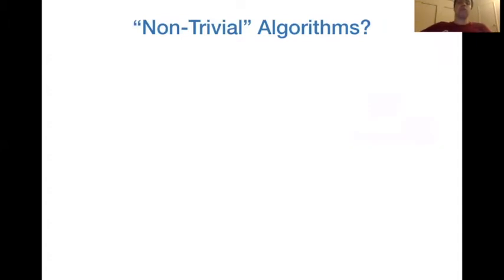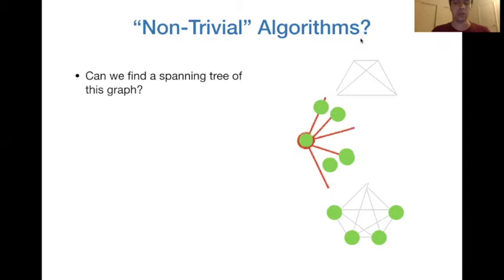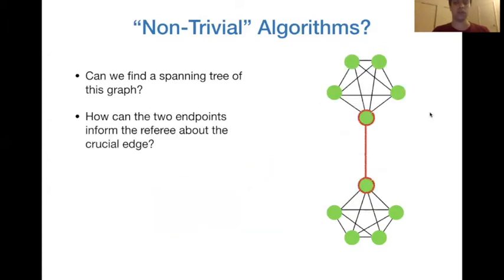Now, before I talk about our result, let me first tell you a bit more about this model, because on the surface, it may look like there's nothing you can do in this model. In fact, let's just look at a very basic problem. Can we find a spanning tree of such a graph? This is a collection of two cliques connected by this edge. And this edge is definitely necessary for any spanning tree in this graph. At the same time, if I look at any endpoint of this edge, what's going to happen is that this edge is going to look identical to any other edge on this processor. So how is it possible that one of these endpoints is able to communicate this edge to the referee?